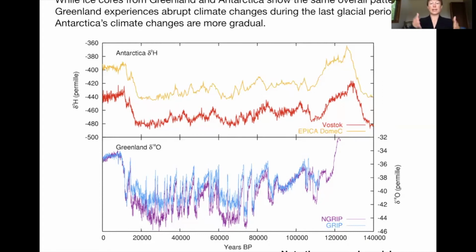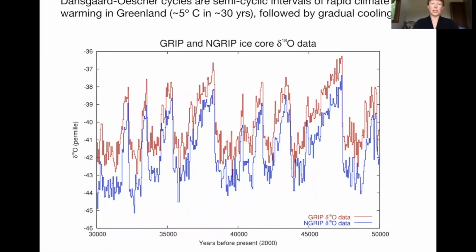So that's what we're going to dig into when we think about abrupt climate change. We're looking at these events in Greenland and their relationship to what's happening in Antarctica. So we're going to focus in on the next slide on this period from about 30,000 years ago to 50,000 years ago. Okay, and just looking at Greenland ice core data. So again, this is delta 18O. This is our isotopic proxy for temperature.